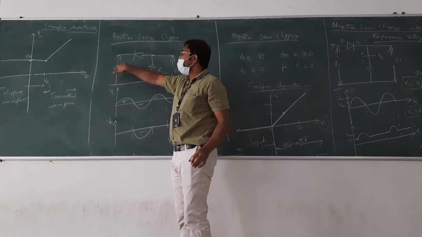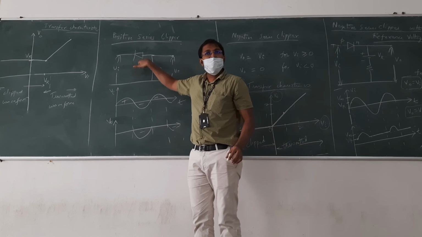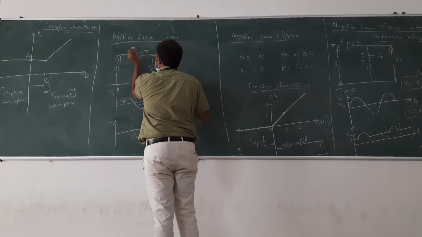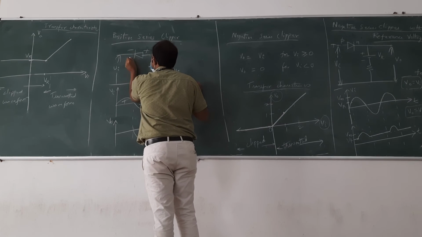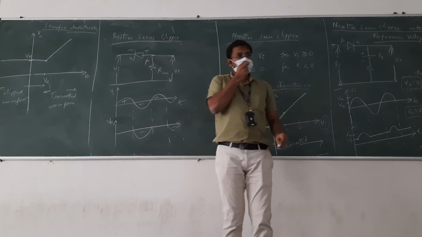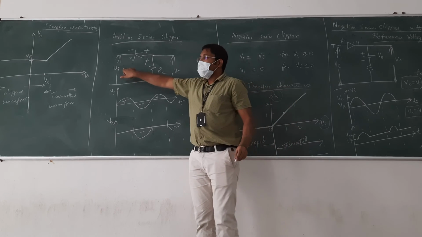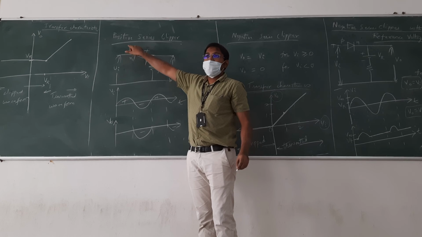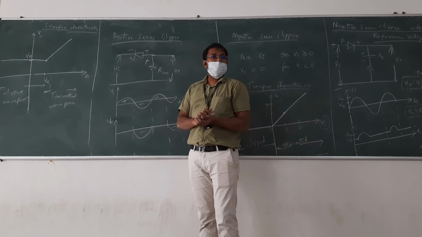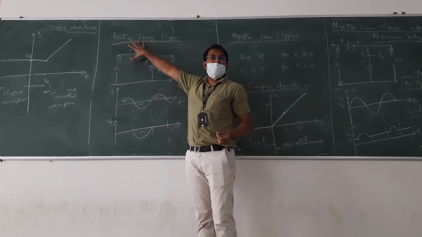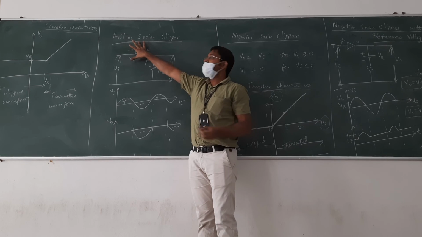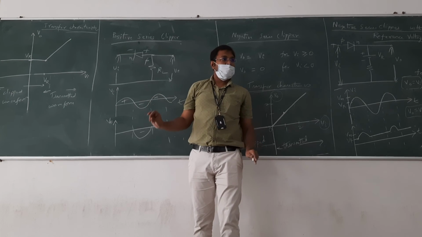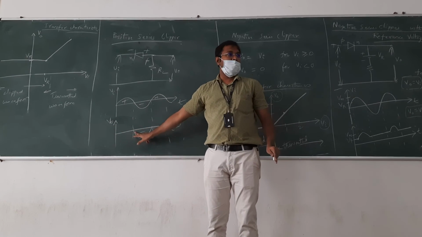When Vi is positive, this is negative, positive. N side, P side. When Vi is positive, positive voltage on the negative terminal, the diode is off. Off means no connection. Okay? So at the output, there is no source also. So output is simply 0 during the positive half cycle.